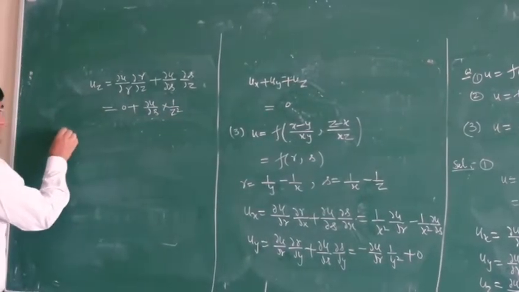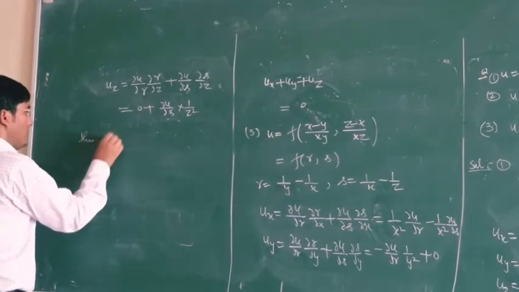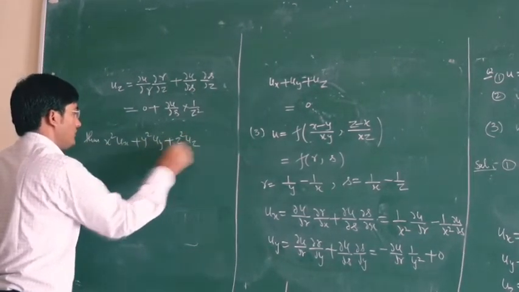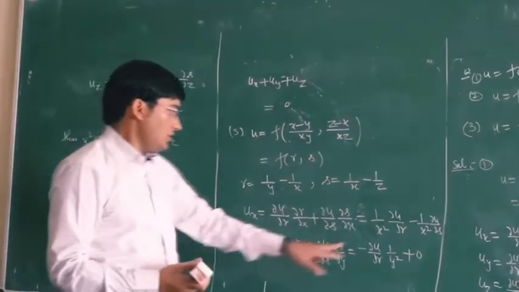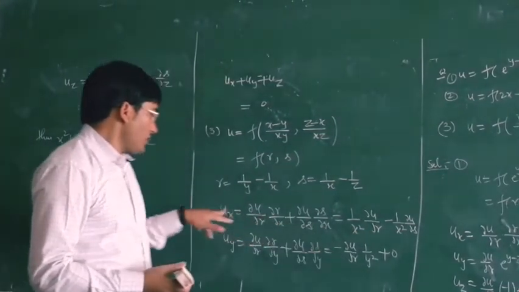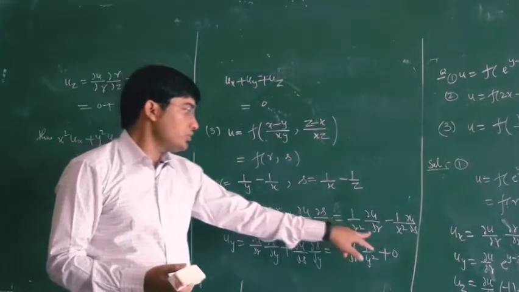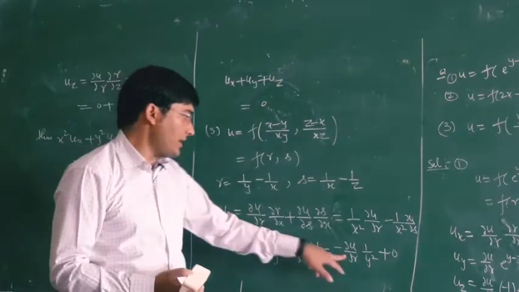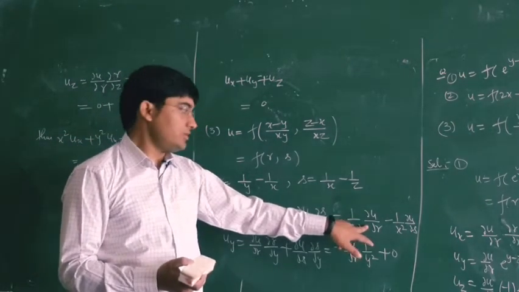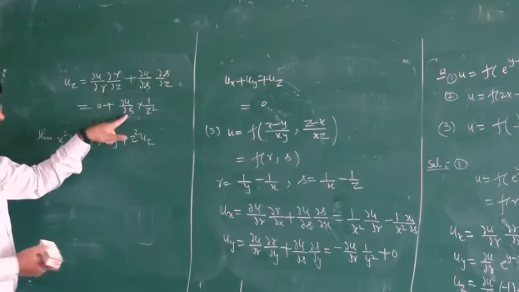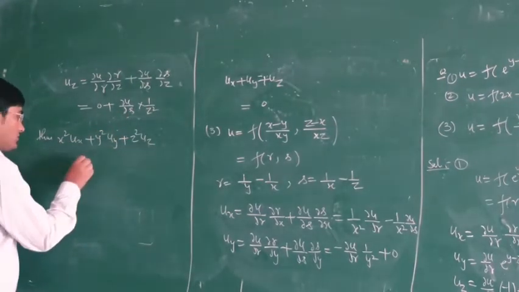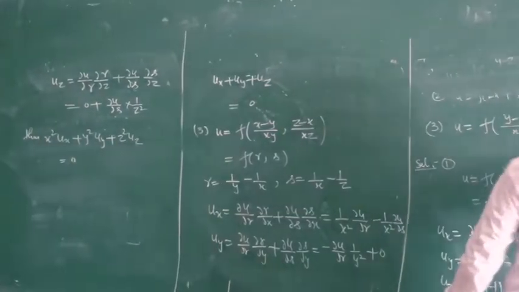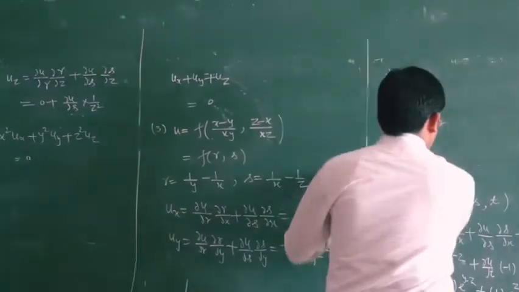So thus your x square ux plus y square uy plus z square uz equal to, now from the first equation, if you cross multiply this x square on the left hand side, then x square ux will be ur minus us. If you multiply this y square on the left hand side, then this will be minus ur. So this will get cancelled with this one, and your us will be cancelled with this one. So our right hand side is 0. So this is the solution of the third part.